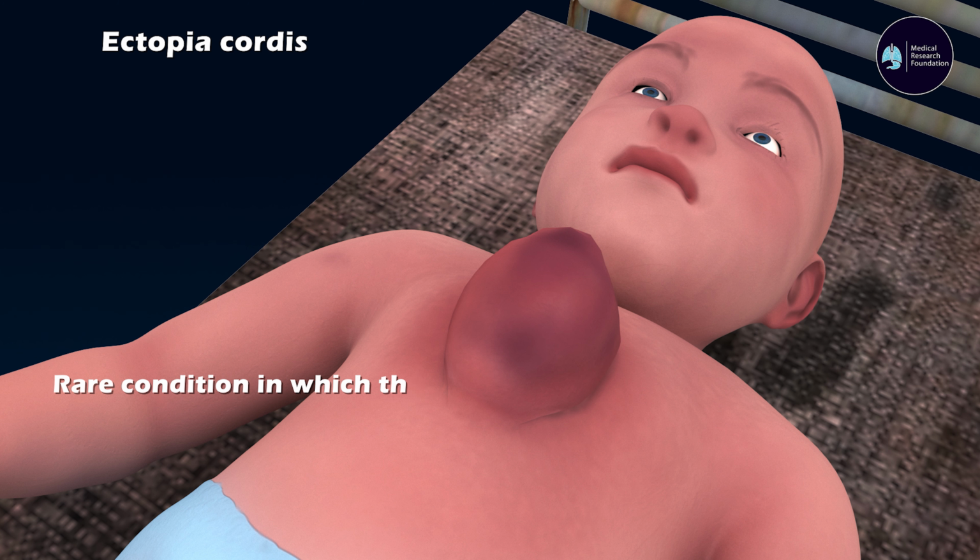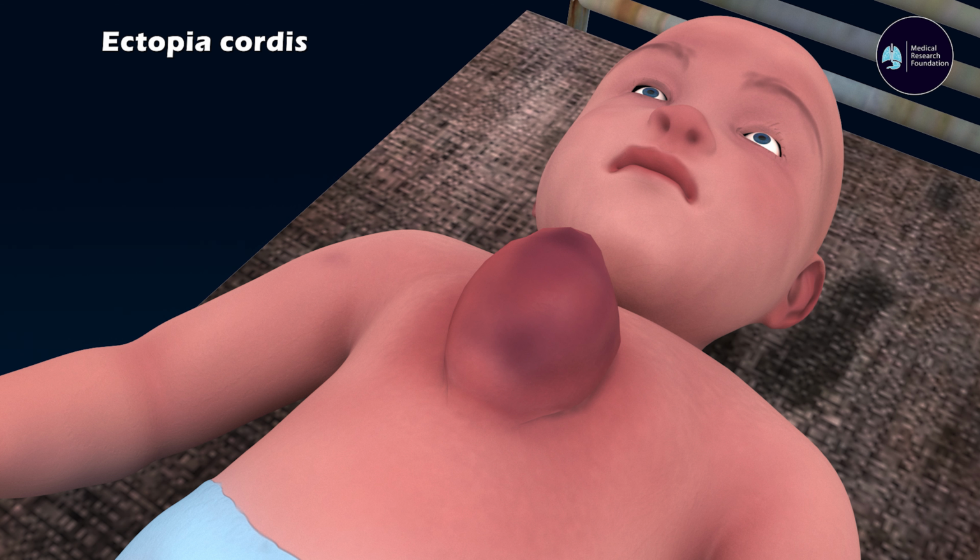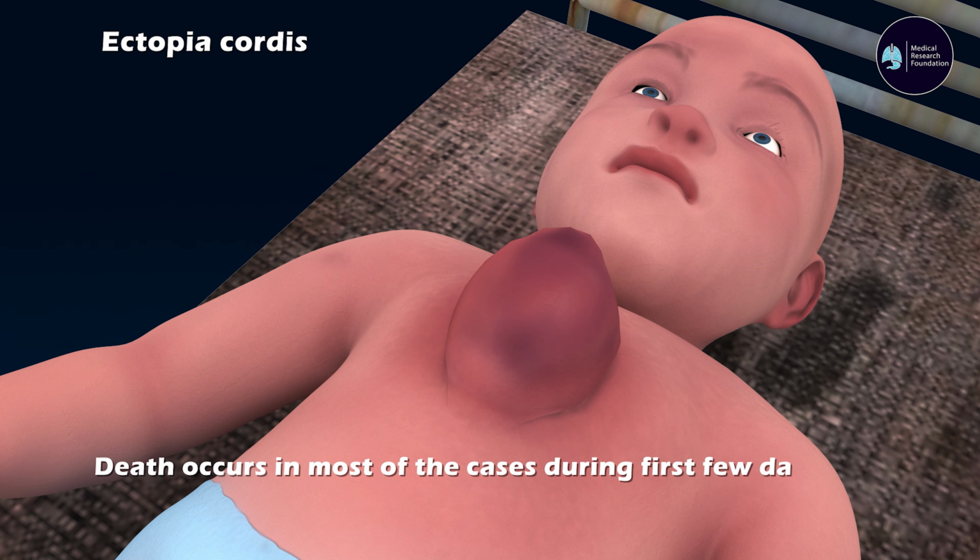Ectopia cordis. It is a rare condition in which the heart lies exposed on the surface of the thorax. It occurs due to non-union of the two sternal plates of the developing sternum. Death occurs in most of the cases during the first few days of birth.